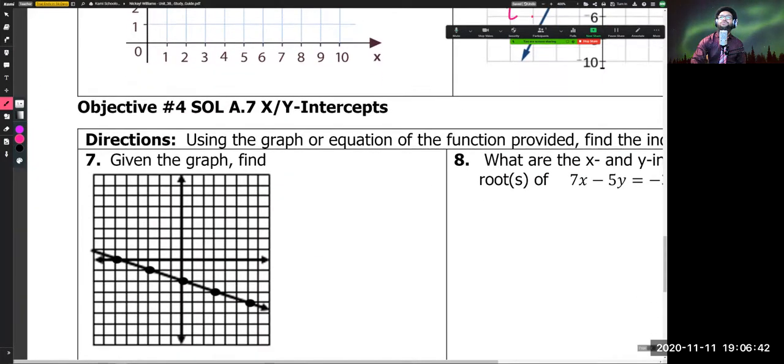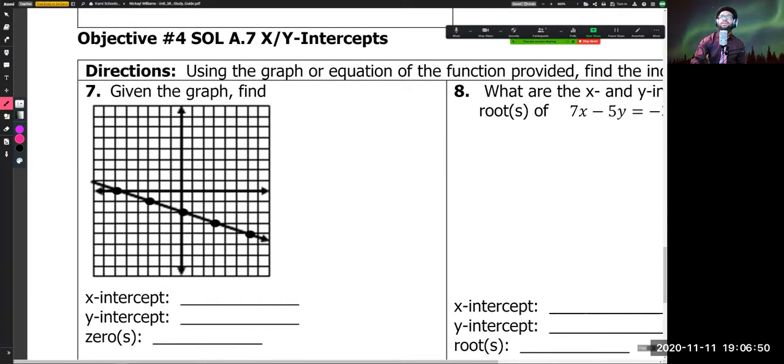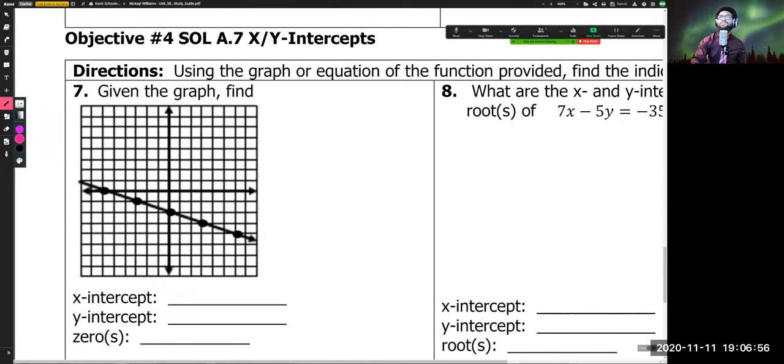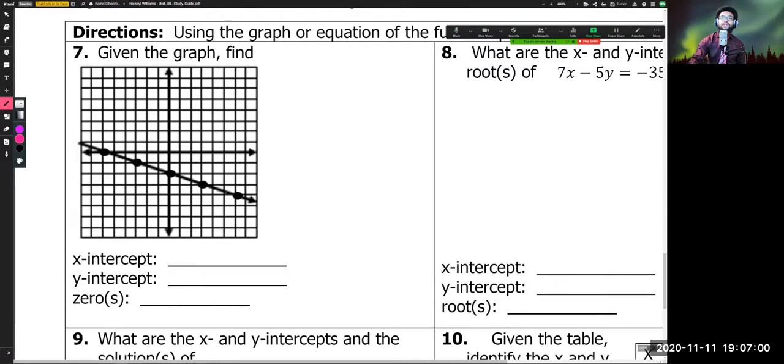All right, now we have reached objective number 4. That was objective 3 we just finished. Like I said, there are 2 objectives on this test. Here we have objective 4. The directions say, using the graph or equation of the function provided, find the indicated values. All right, so this says, given the graph, find our x-intercepts, our y-intercept, and our zeros.